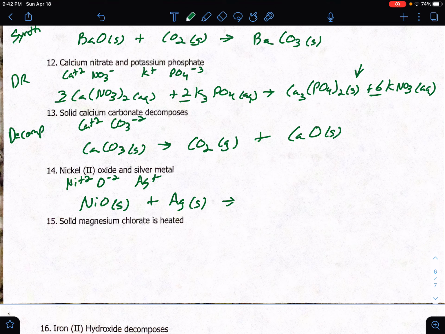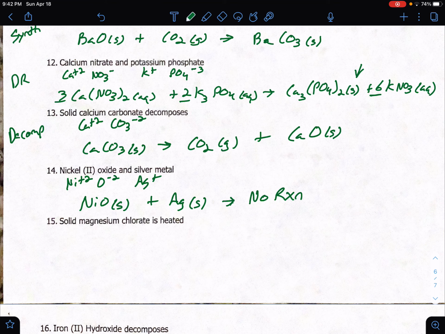So I have silver trying to take nickel's place. So you have to look on your reactivity series and see, is silver better than nickel? It is not. So if silver is not better than nickel, oxygen is not going to leave nickel. So that means this is just going to be a no reaction. That's all you would write. So if the element is not better, it's going to be a no reaction.